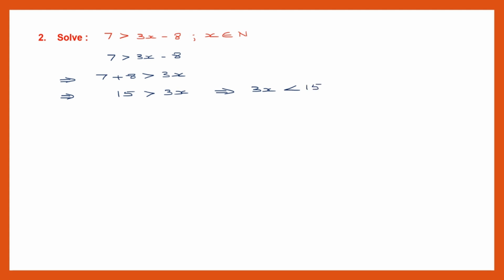Now let's remove this 3 so that we get only x. So let's divide both sides by 3. So here we can divide this by 3 and divide this also by 3. Divide by 3 on both sides. So now what do we get? This 3 and this 3 get cancelled, and here we get 3 fives are 15. So here what do we have? We have x is less than 5. And look at this first part, x belongs to natural numbers.